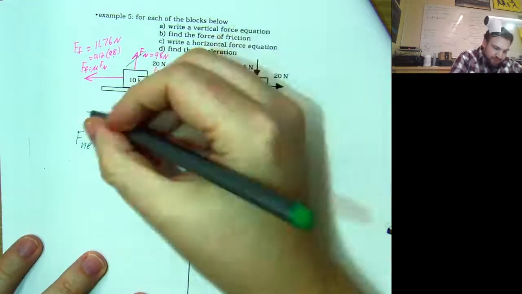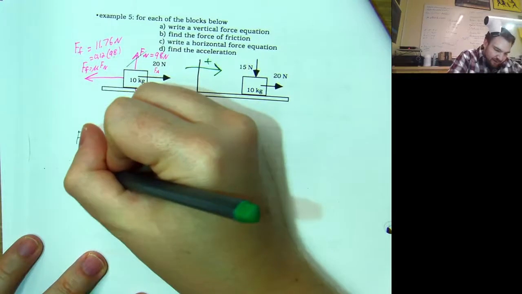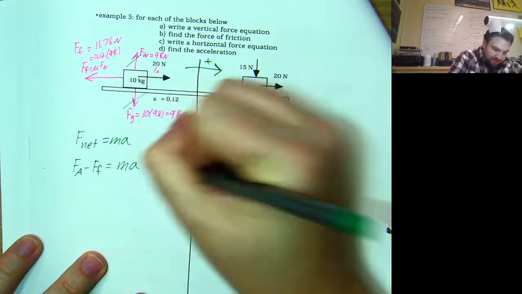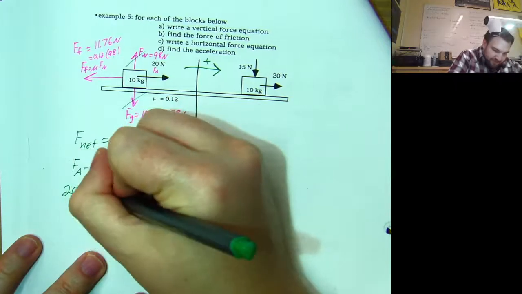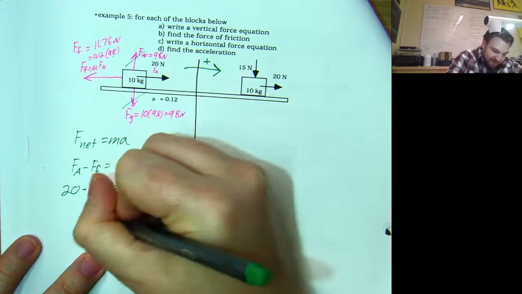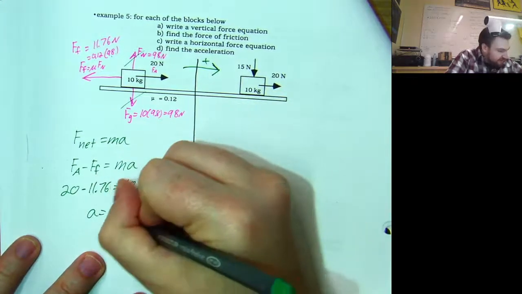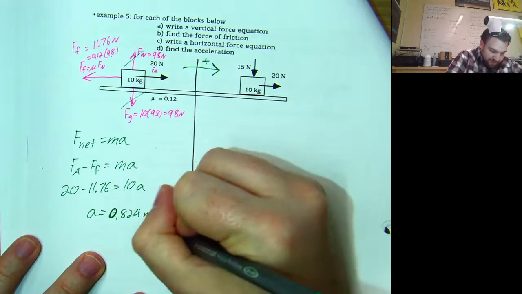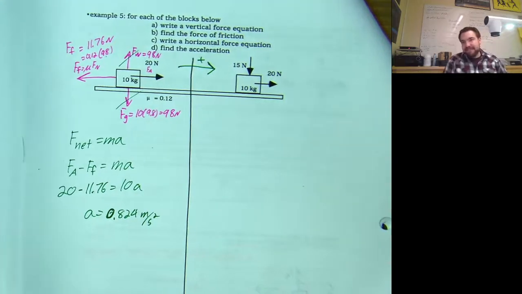Okay. So if to the right is positive, I'm going to have Fa minus my force of friction equals ma. My applied force is 20 newtons. My force of friction is 11.76 newtons. My mass is 10 times a, which gives me an acceleration of 0.824 meters per second squared. Easy.